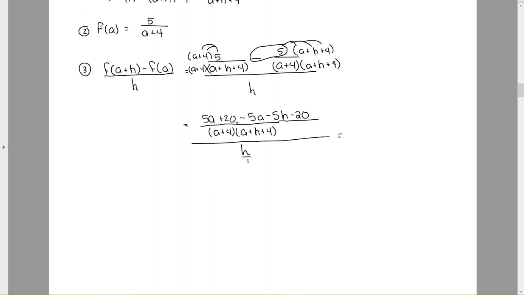All right, lots of good stuff will cancel. The negative 5a with the positive 5a, the negative 20 with the positive 20, and I'm left with the negative 5h over. Now don't multiply out denominators here. Leave those factored.